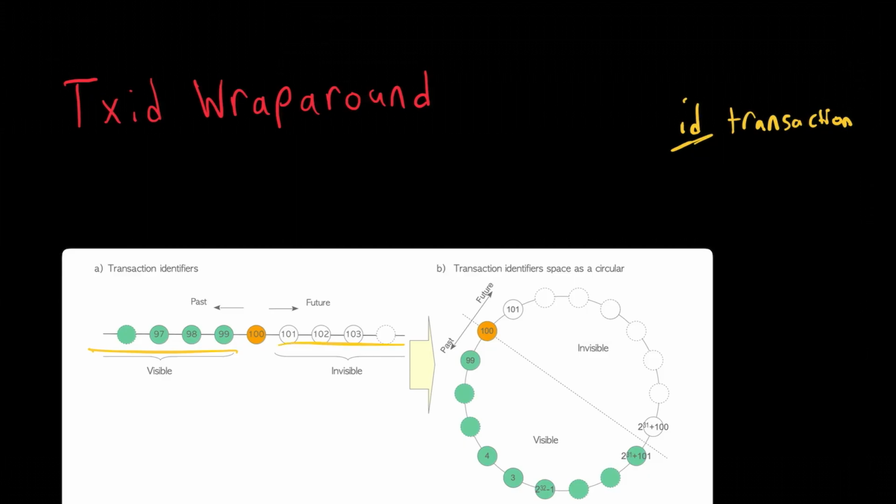And you might be wondering, why does it matter if we denote whether or not transactions have happened? The reason is because transactions that are denoted as in the future should be invisible, actually, and they should not actually be visible to the transaction.